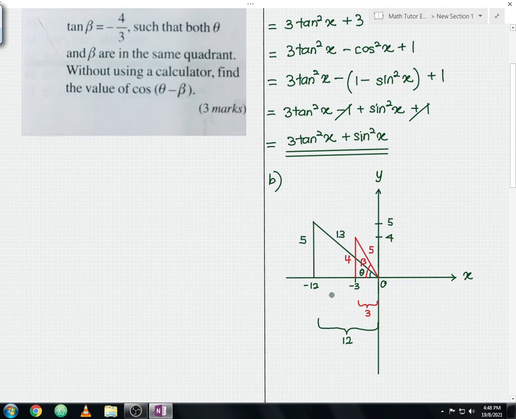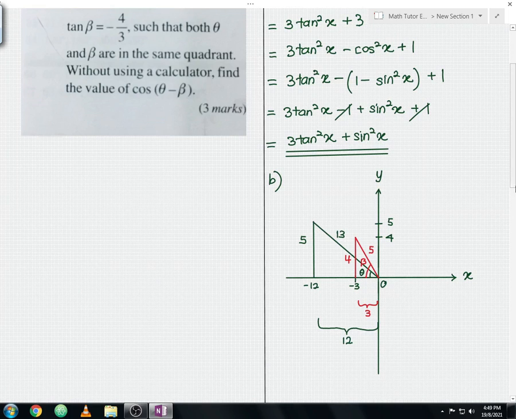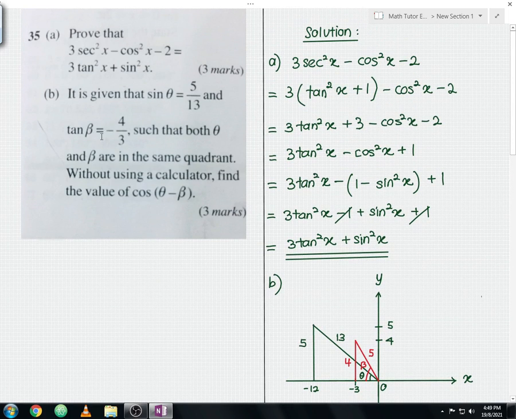But be careful, this 12 is just the length. Since your values lie in the second quadrant, you should start with negative 12 up to 0. You should know that your x axis gives us the negative value over here. So this is the information that you need to know about. This is for the first triangle. Let us proceed to the second triangle, where tangent beta gives us the value of negative 4/3.